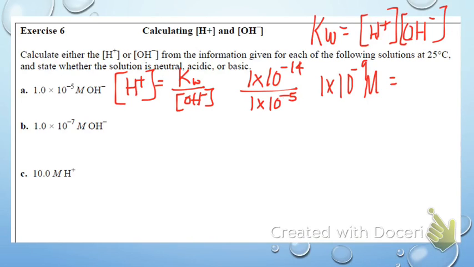But we could determine whether this was basic or acidic before we ever went there by looking at this number. Is that number greater than 1 times 10 to the negative 7? No. Yes. So this would be basic. Yeah, negative 5 is greater than negative 7, right? Yes, sir.